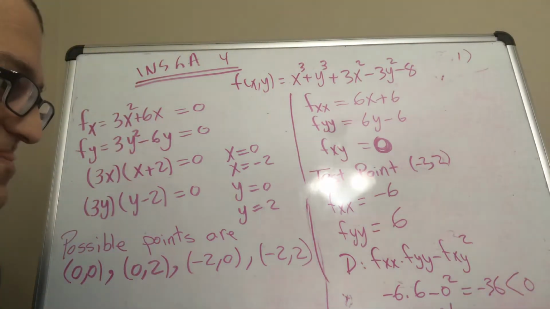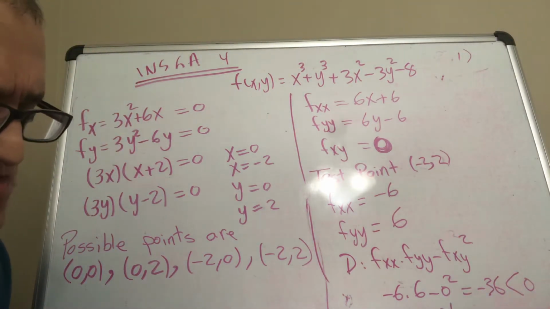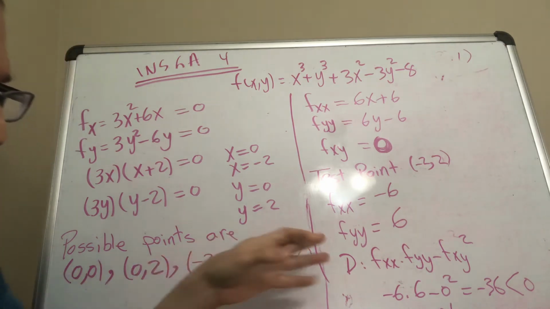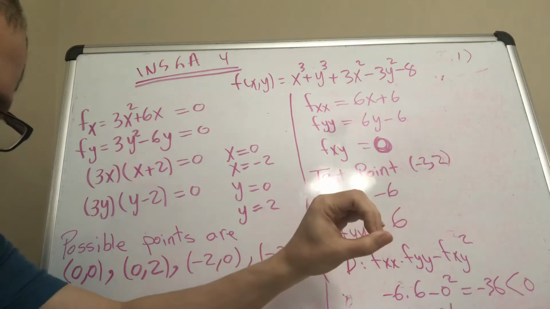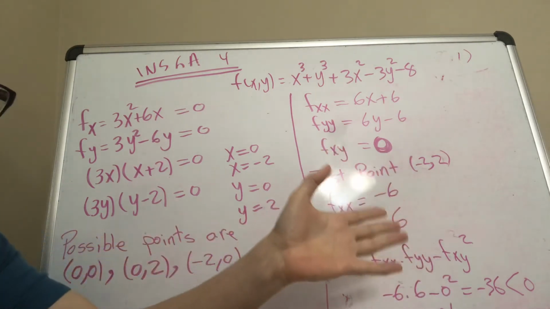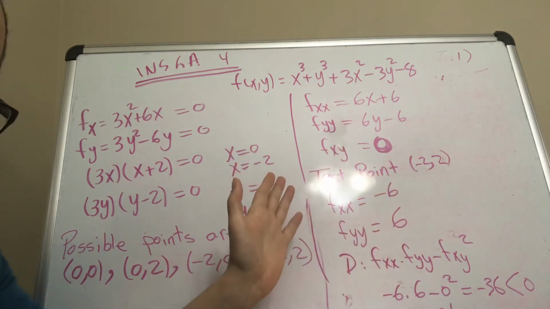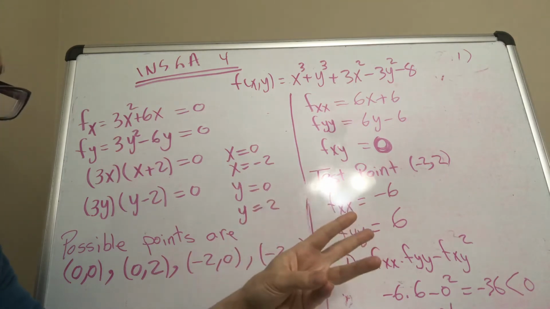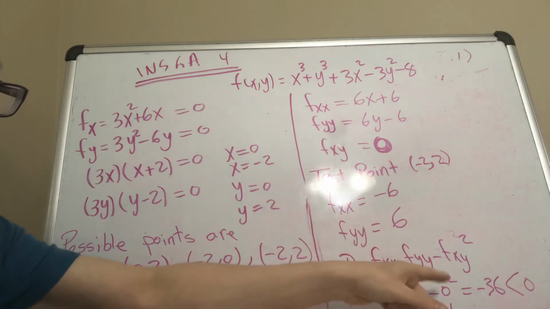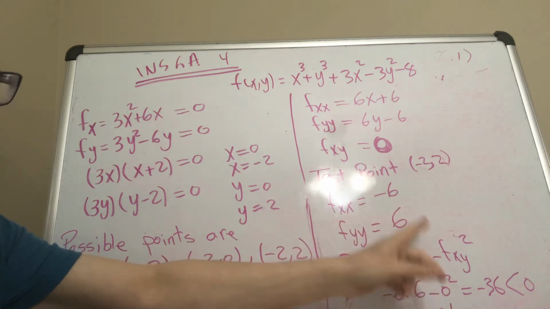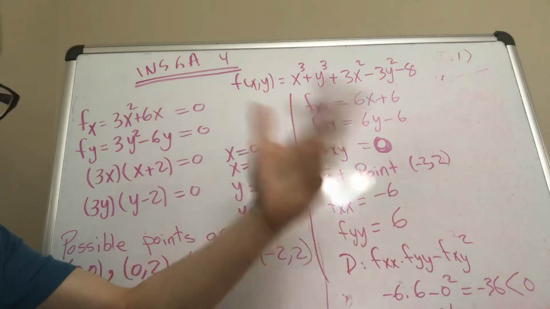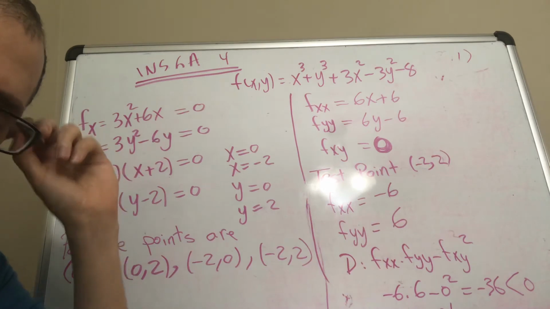And the other condition, I doubt that you'll see in the exam, but what if D is 0? If D is 0, it means that it's inconclusive. We don't know what this point is. So it's three cases: negative, saddle point; positive, everything positive, minimum; positive and these two negative would be relative max.